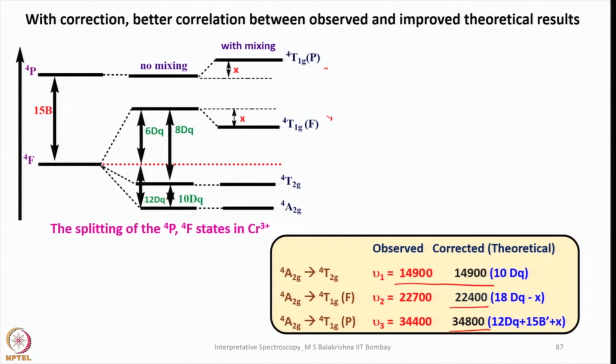So now after correction it comes very close to the observed value, and a magnitude of about 34,400 plus or minus 400 is allowed, and similarly here 22,700 and 22,400 plus or minus 300 is allowed, and here it is very accurate because there is no change in the electronic levels. So this is how we can use Racah parameters to do corrections for the theoretical values so that they tally with the observed values.